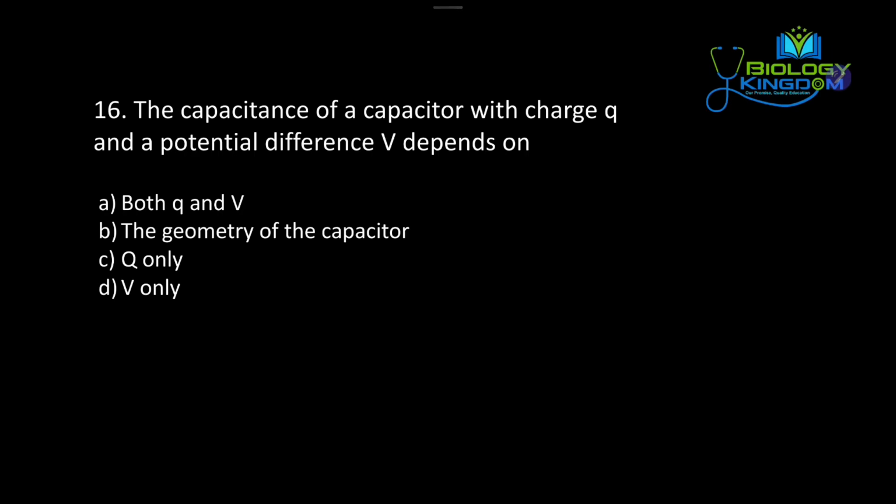Now we'll move further. The capacitance of a capacitor with charge Q and potential difference V depends upon. To understand this we have to write the formula of capacitance. What is the formula of capacitance? That is epsilon naught A upon D. You know that this is the formula of capacitance. Does it depend upon both Q and V or Q or V?